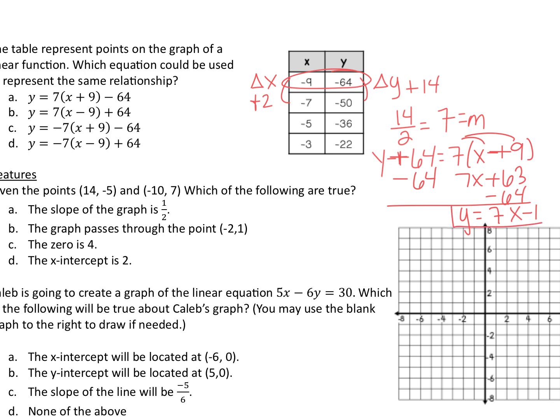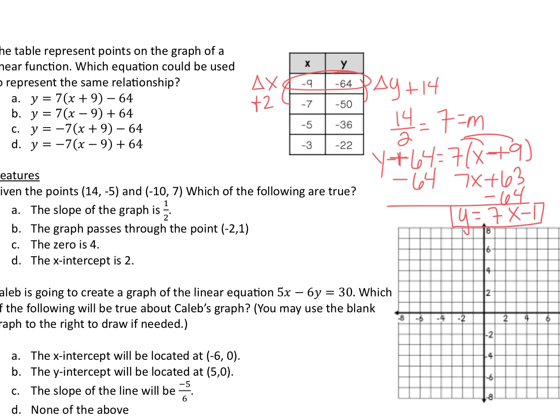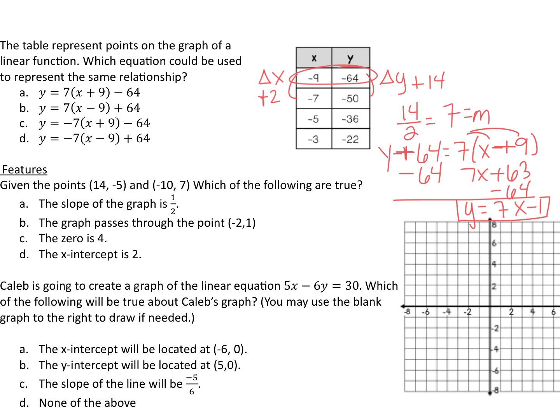So I need to figure out which of these answer choices simplify to be that. Well, I know that it can't be C and it can't be D because those have negative slopes. So I definitely do not want to pick that. So I'm going to go ahead and distribute here. So there's my 7x. There's my 63. 9 times 7 is 63. Minus 64. Well, that looks exactly like what I did here, which is, in fact, a negative 1.